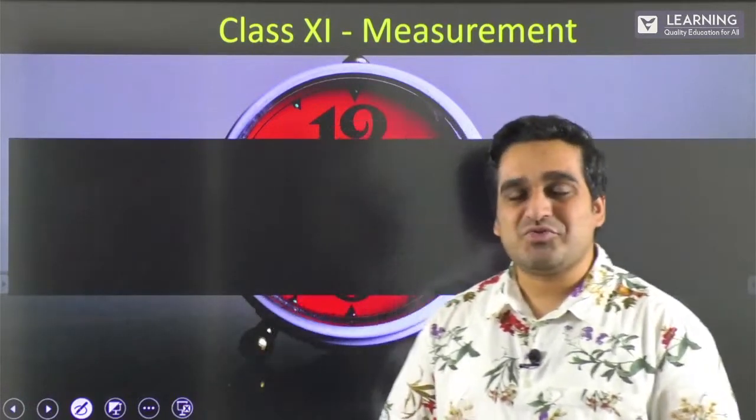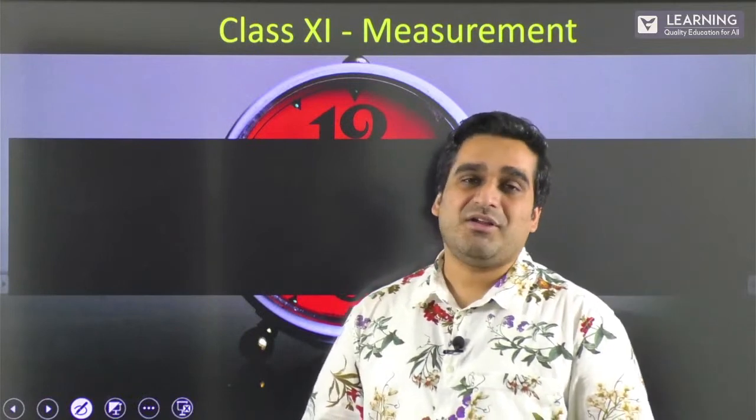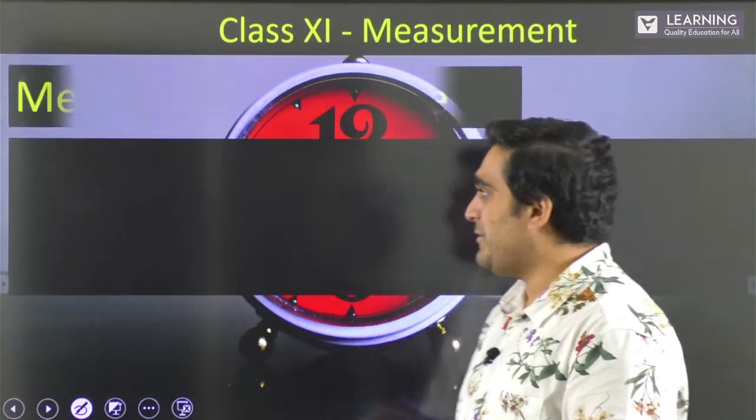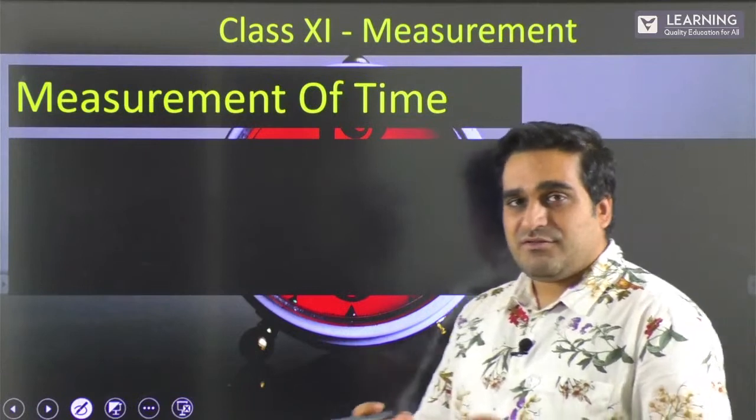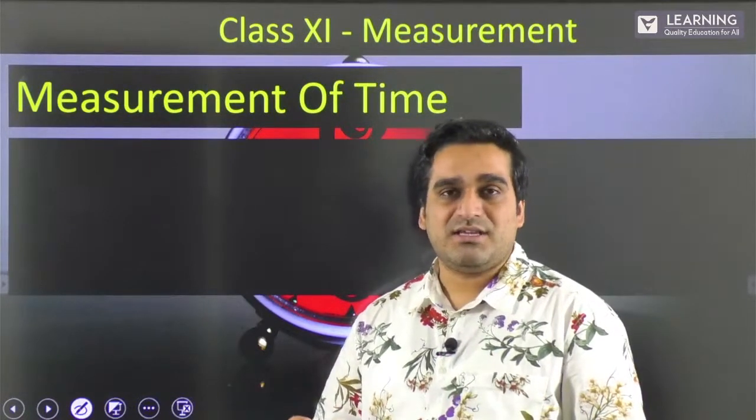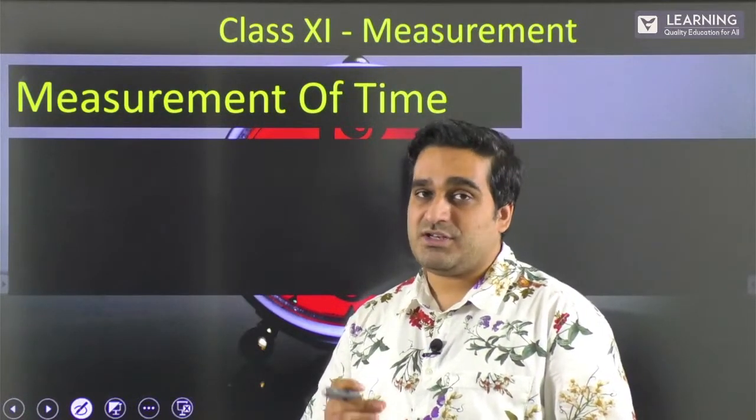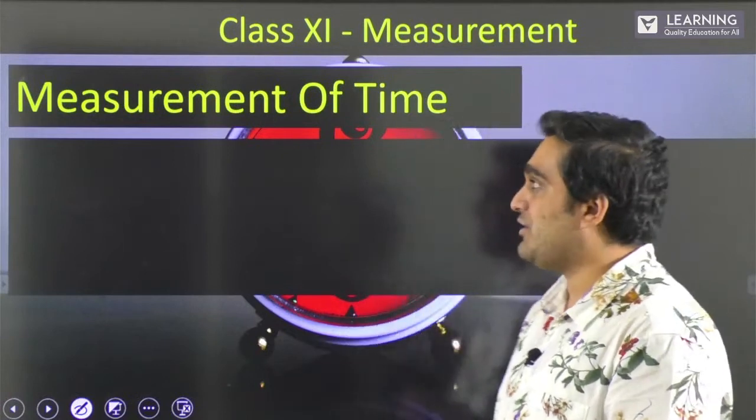So that is why we need atomic clocks for preciseness. Don't worry about this definition of preciseness and accuracy. I shall discuss with you in the next session about this preciseness and accuracy.